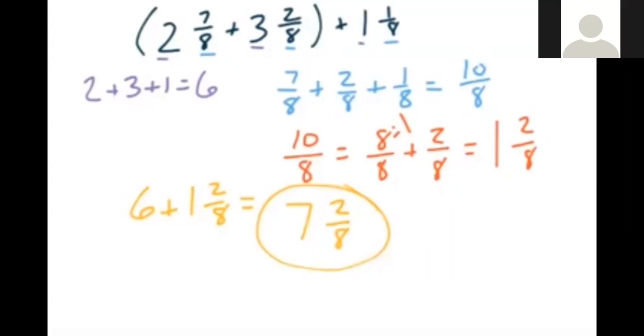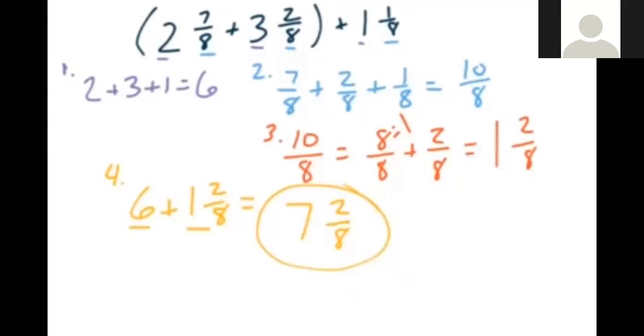So step number 1 would be to add all of our whole numbers. Step number 2 is to add all of our fractions. Step number 3 is to take our fraction that's greater than 1 and convert it to a mixed number. And then your final step, step number 4, is to add that whole number and that mixed number together.